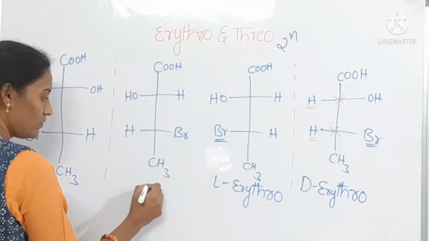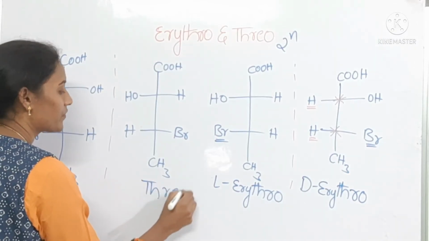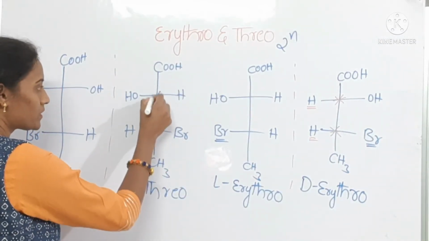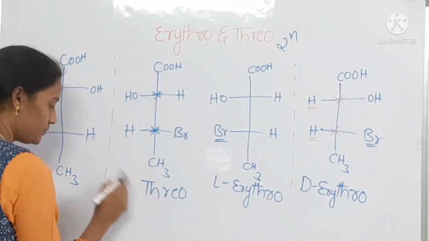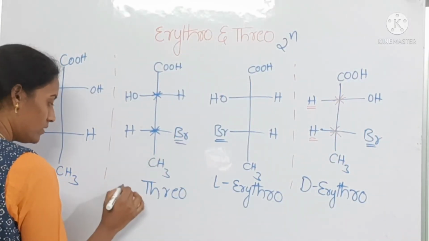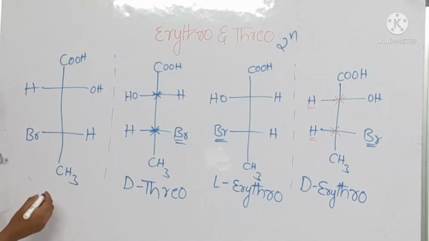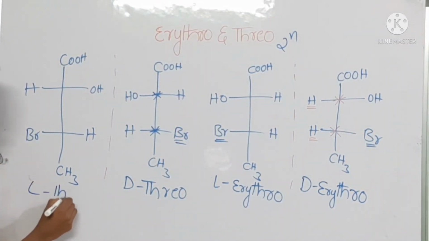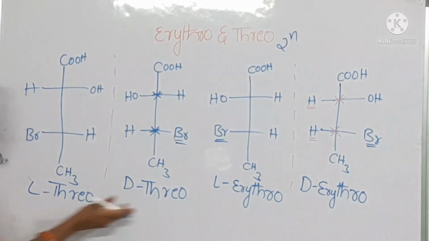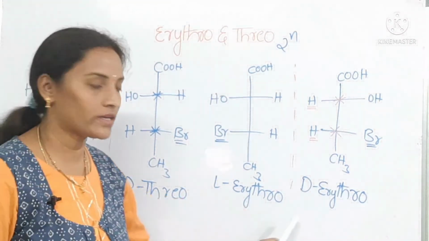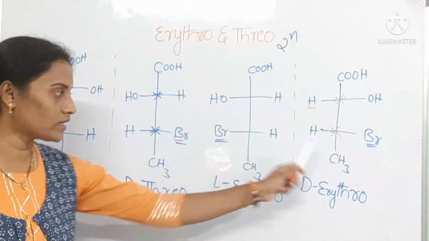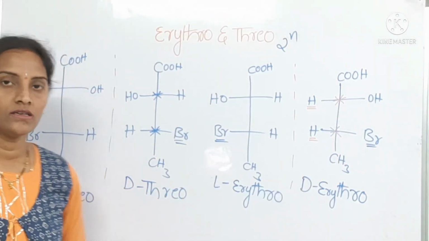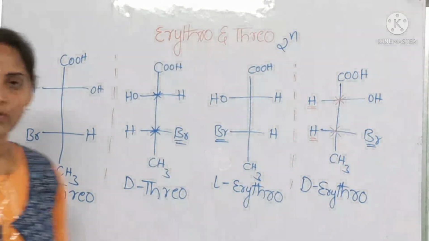Here this is threo, because the OH groups are opposite on these two chiral centers. This is D-threo, this one L-threo, students. These two are the enantiomers and those two are the enantiomers, and this one and that one are diastereomers, and this one and that one are diastereomers. I hope you understand about this one.